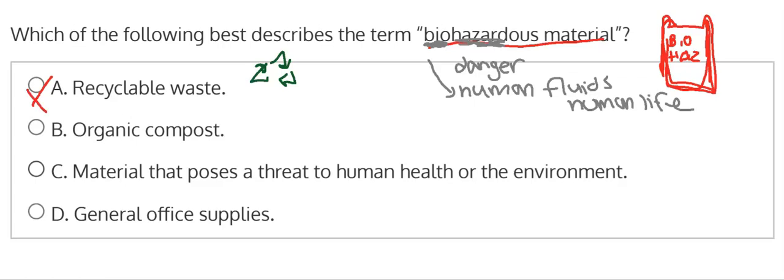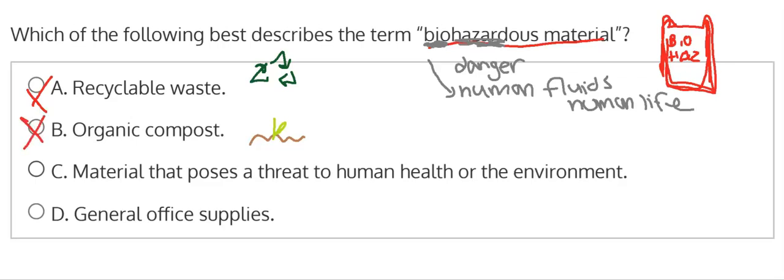Option B, organic compost. This has to do with plants and the environment. It's a little bit different than a biohazard because it's not something from body fluids that could create hazards to other living things. So we could eliminate option B.